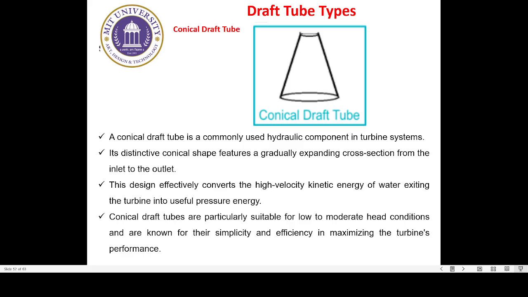Conical draft tubes are adaptable to low to moderate load conditions, and they are known for their simplicity in design, maximizing the efficiency in the operation of the turbine.